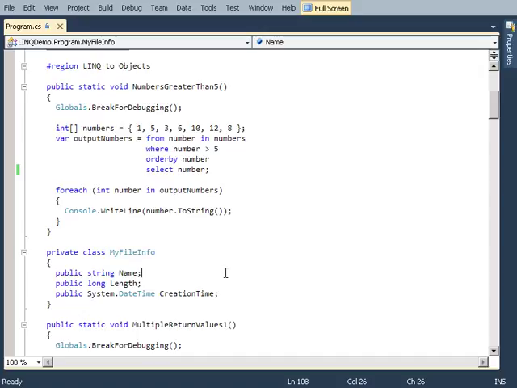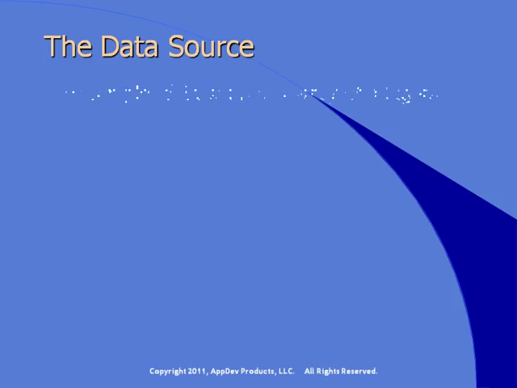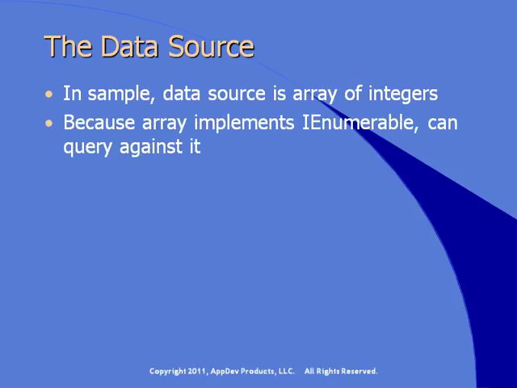In our sample, the data source was an array of integers. Remember, the first stage in a LINQ query is obtaining the data source. And because the array class implements IEnumerable, you can query against it. That is, it's treated as a queryable type.